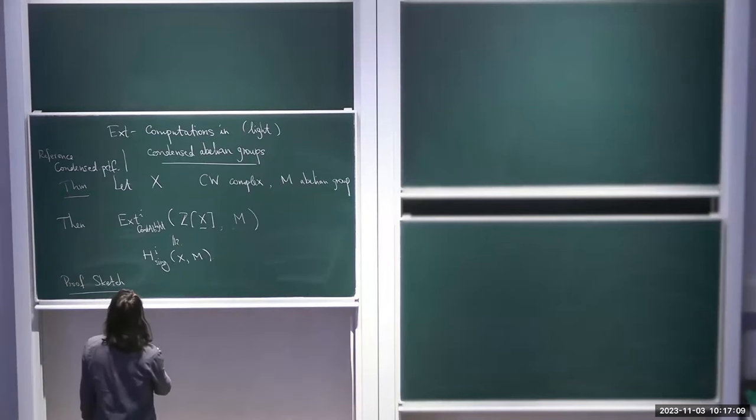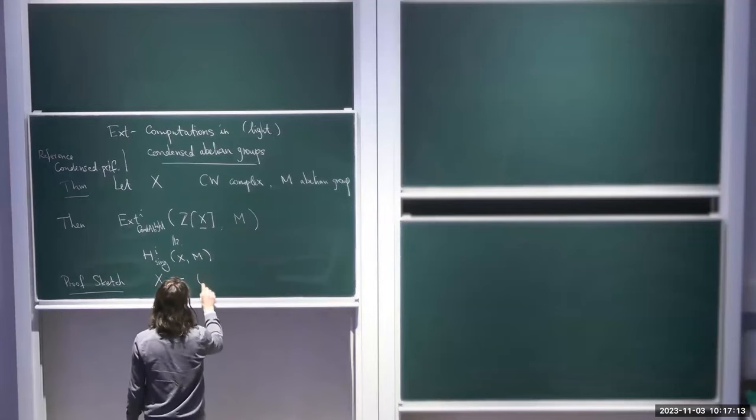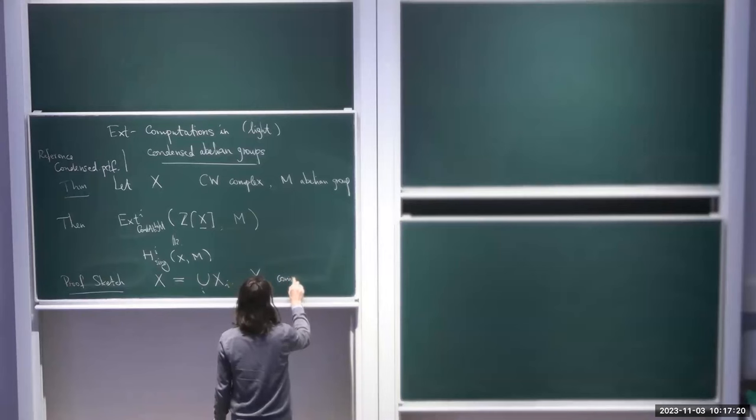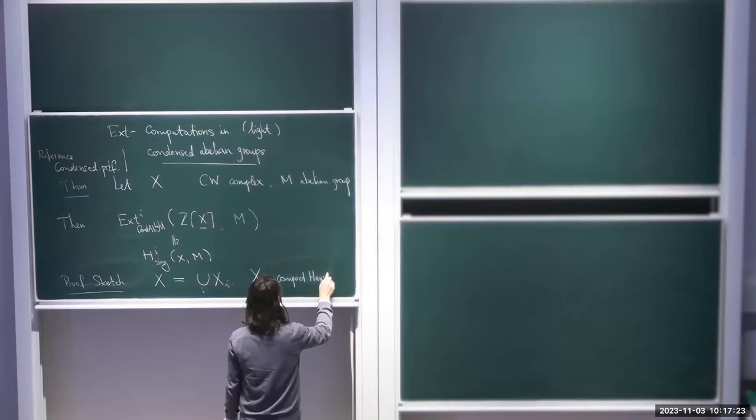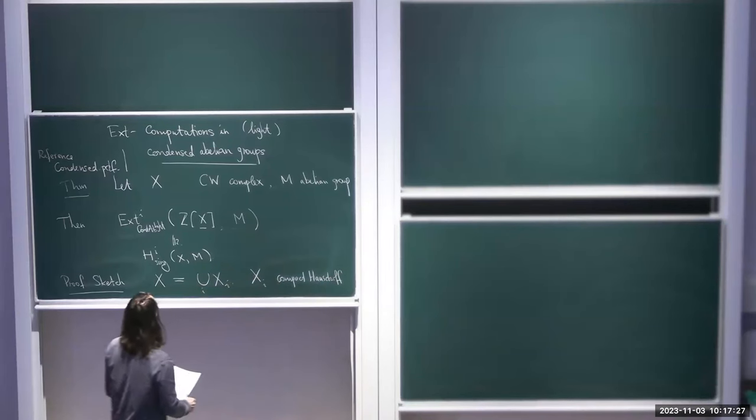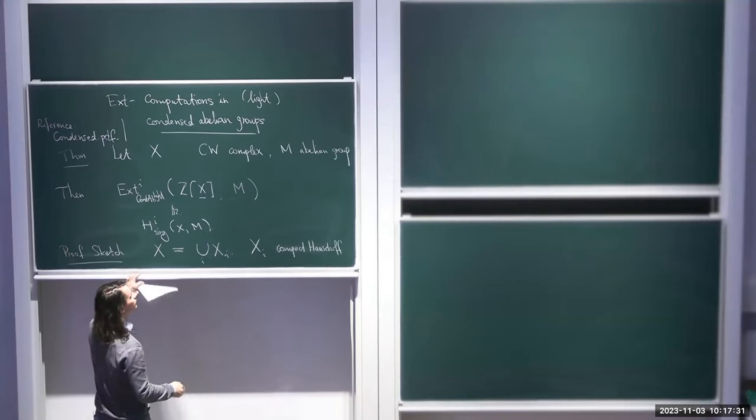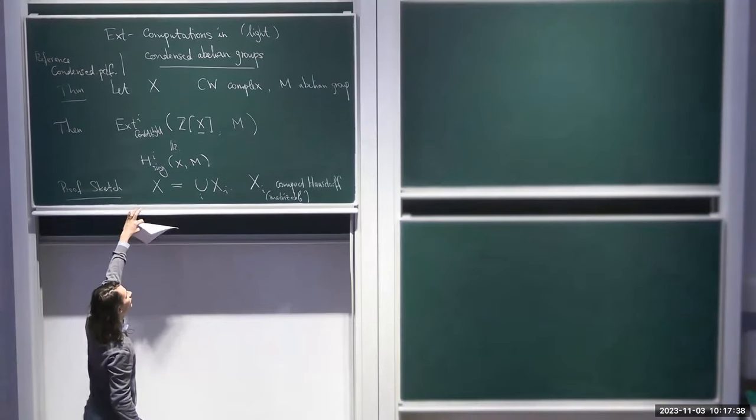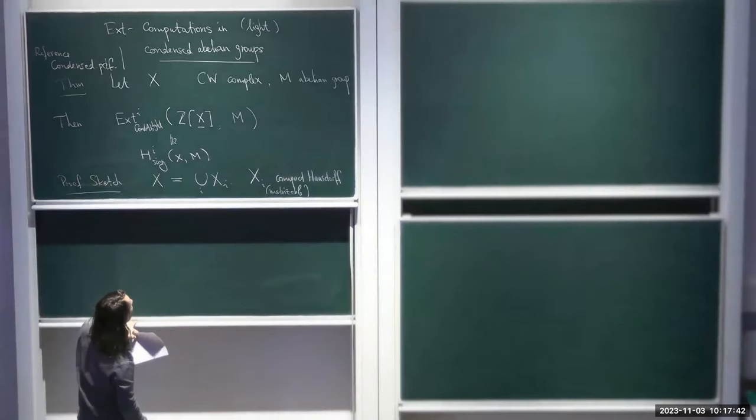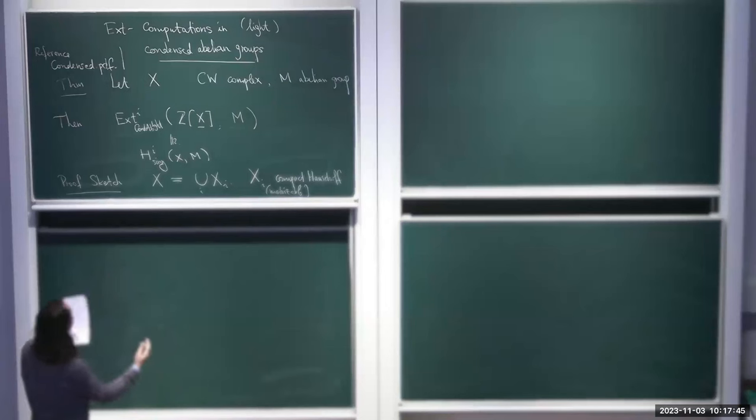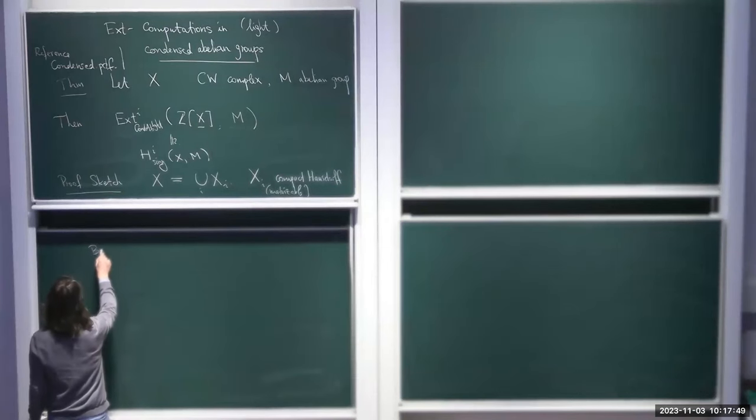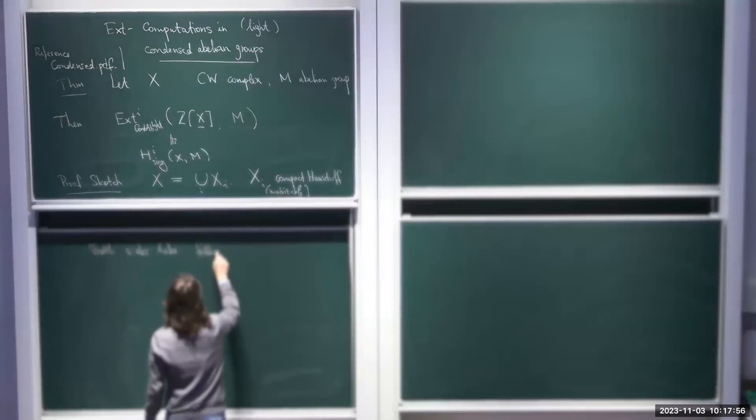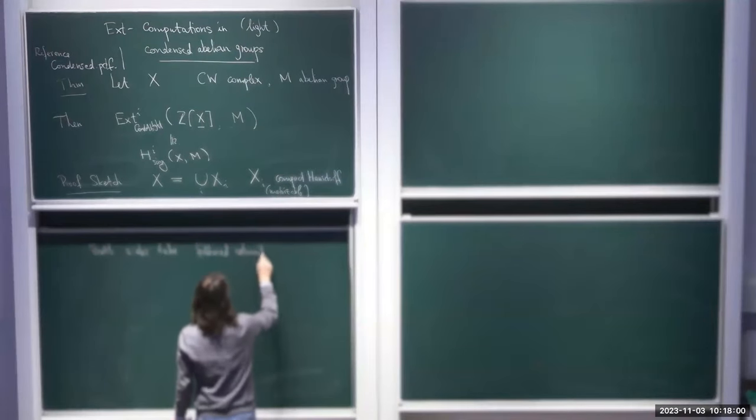Okay, so the proof sketch is that, as it's a CW complex, it's an increasing union of some X_i, where the X_i are compact CW complexes, and they're built from finitely many cells. And in some sense, both sides take colimits to limits, with derived limits.